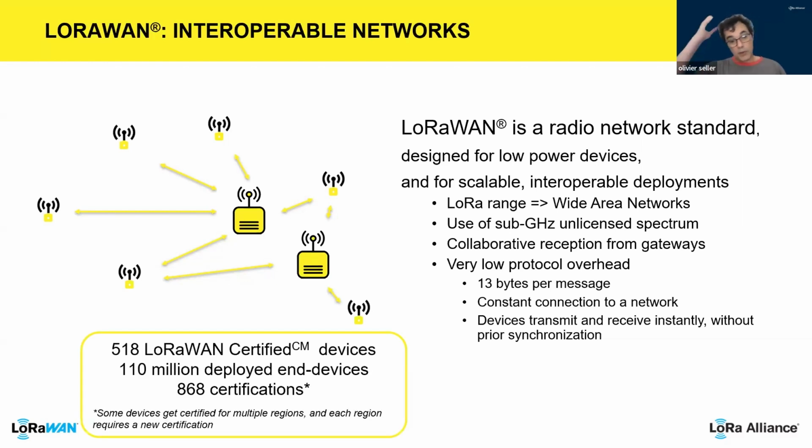So this protocol is already very successful, as you can imagine. We have more than 100 million deployed end devices using the LoRaWAN technology. This is from 518 devices which have been certified. It's possible to certify a device for multiple regions, which is why in total we have 868 certifications. Some devices are certified for, say, North America and Europe, and some others for the three main regions, Americas, Europe, and Asia. And some devices are only certified for a single region.